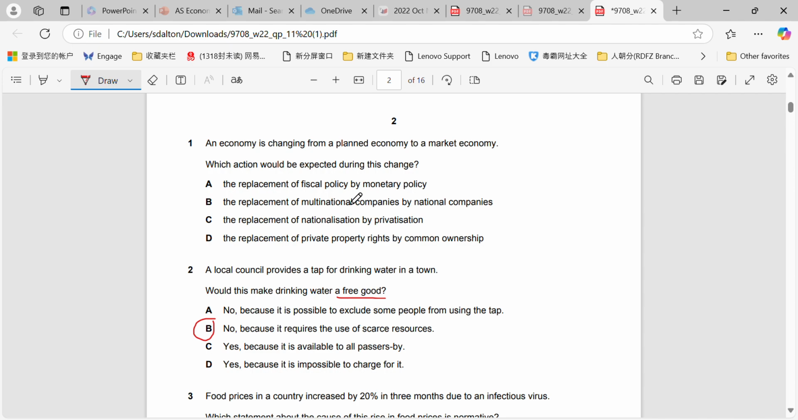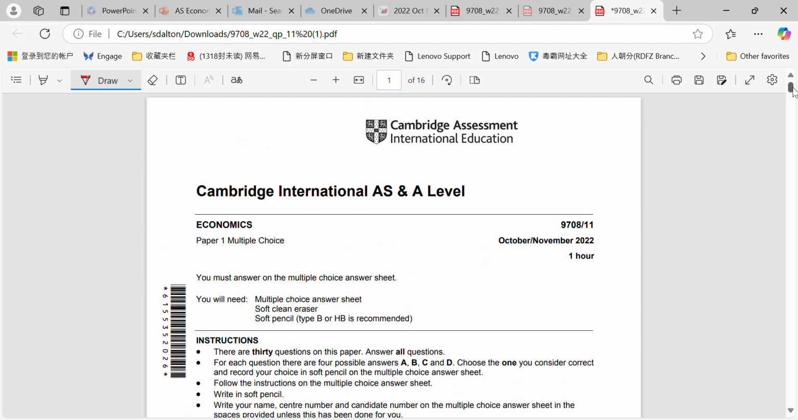An economy is changing from plan to market. What would be expected? Replacement of fiscal policy by monetary policy? No, that wouldn't make a difference really. It depends on their aims. Replacement of multinational by national? No. That would be the case if we were going from market to planned. Nationalisation by privatisation? That would be expected. Nationalisation is associated with planned economy, and privatisation, private companies, with the market economy. And replacement of private property rights by common ownership, again, that would be the same as B if you were going from a market economy to a planned economy instead. Okay, and that's it for this paper.